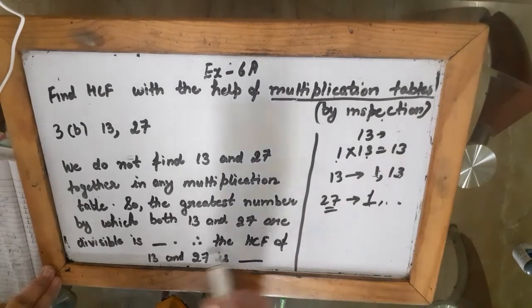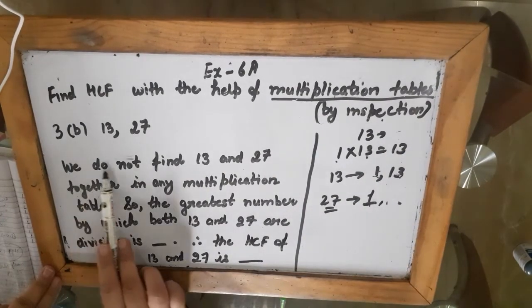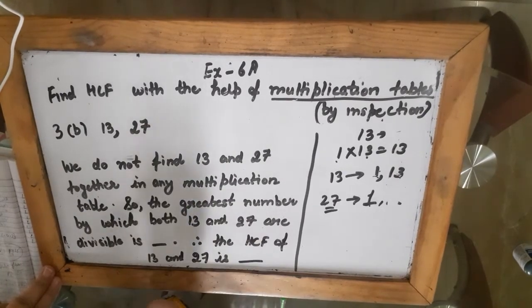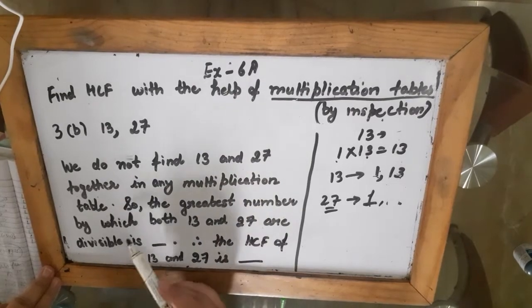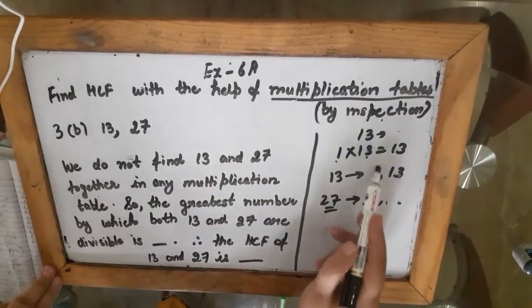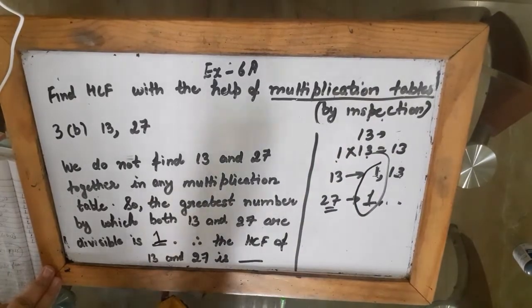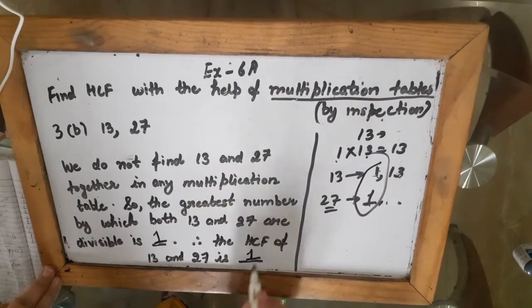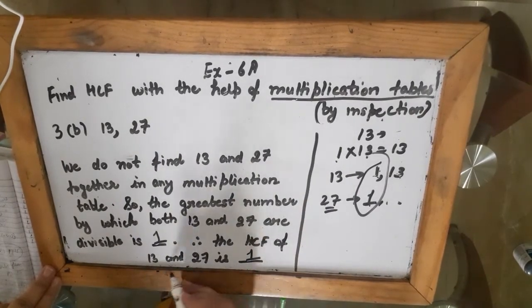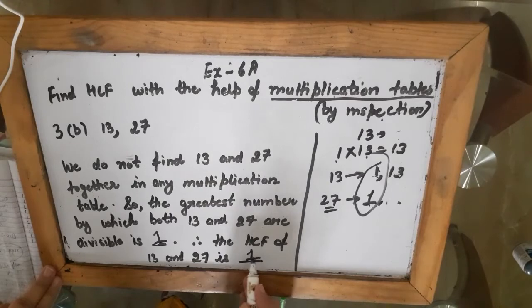So what I can say is that we do not find 13 and 27 together in any multiplication table. So the greatest number by which both 13 and 27 are divisible is 1 only. So it means their HCF is 1. They can be divisible together only by 1. They have no common factor other than 1. So their HCF also is 1.